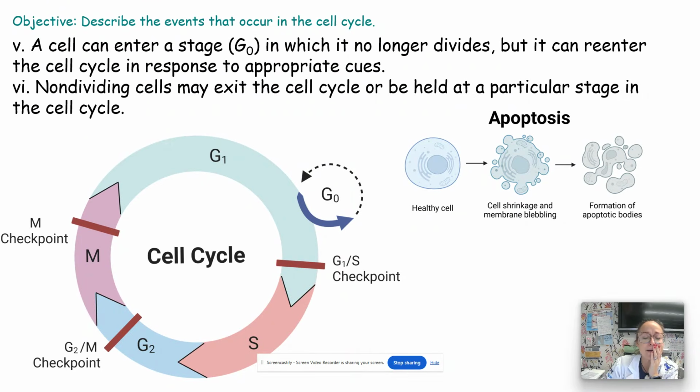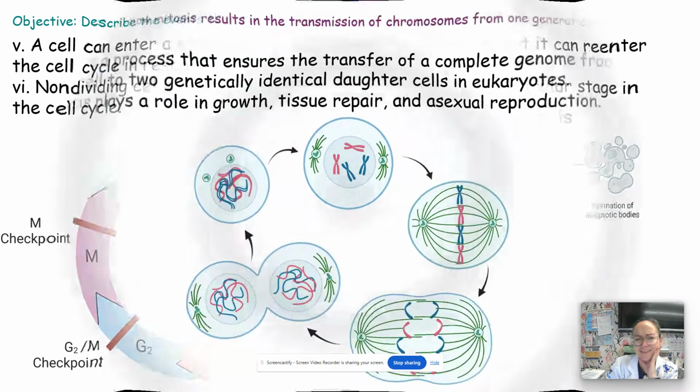Okay, now I do want to point out, if a cell receives a signal to divide, that G1/S checkpoint is super important, and if there is too much damage and the cell can't divide, it'll be held and then go through apoptosis. Okay, I think that's why I have that there.